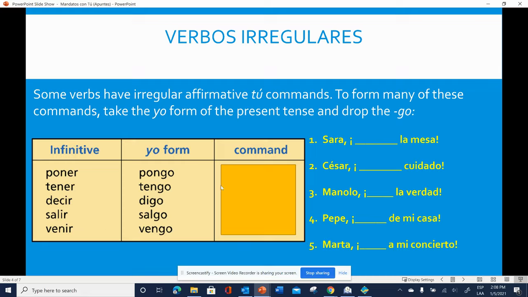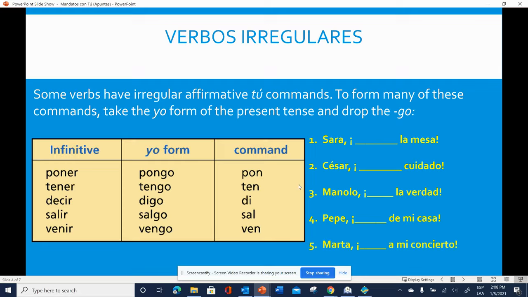So when you're making the command form of these 5 verbs, rather than using the yo form of the verb, we're actually going to drop the go from the end of it, and we're going to get the command. So it's going to be pon, ten, di, sal, and ven. So if I were to say, Sara, pon la mesa, like Sarah, set the table, it would be pon rather than pone because it's an irregular verb.